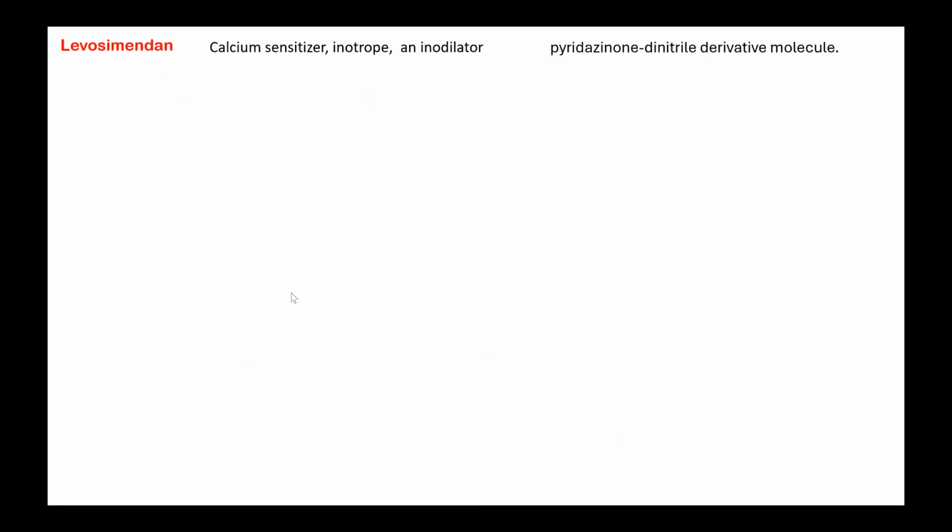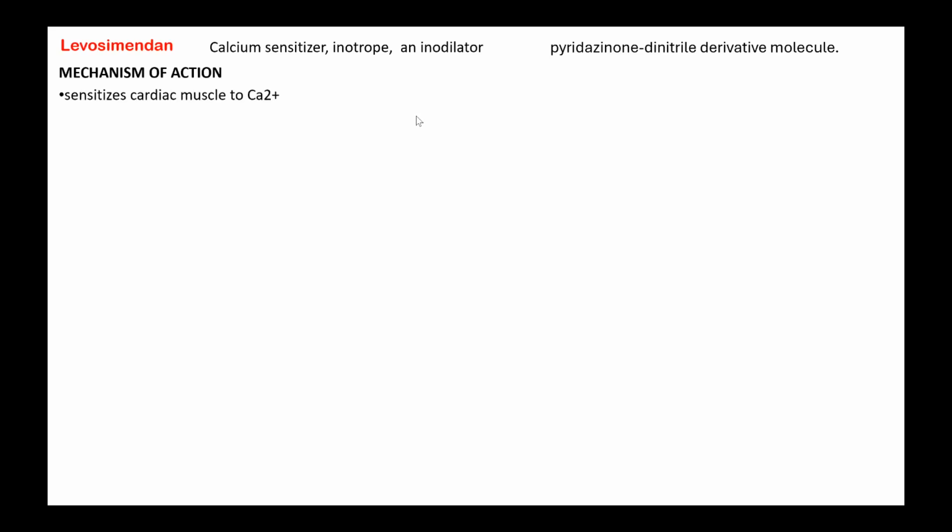Levosimendan is a calcium sensitizer, an inotrope and an inodilator. It is called that because it improves cardiac contractility, so it is an inotropic agent, and because it causes vasodilatation it is also a dilator. So it is an inodilator. It is a pyridazinone dinitrile derivative; that is the chemical name for the drug.